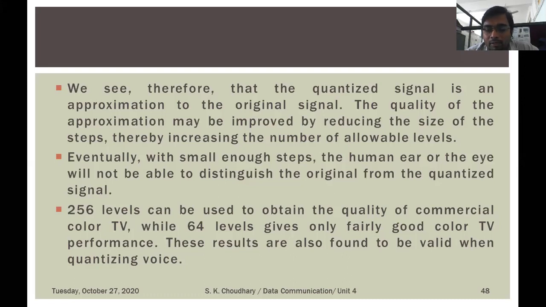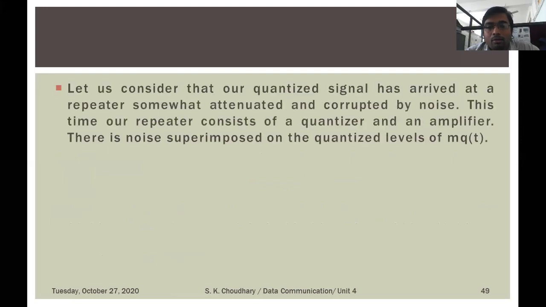When it is converted from the analog to the digital form. Now let us consider that our quantized signal has arrived at the repeater. This quantized signal is passed through the channel and then reaches the receiver side. In the channel there are chances of noise being added. So when it arrives at the repeater, maybe the signal would be attenuated or corrupted by the noise. This time our repeater consists of a quantizer and an amplifier.